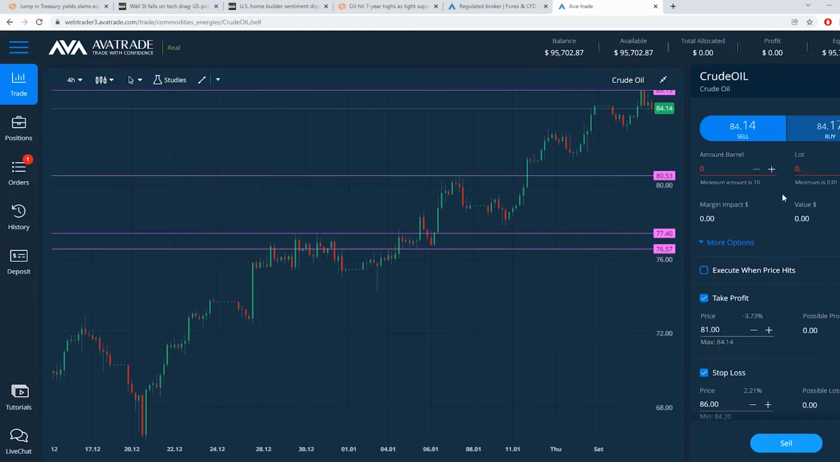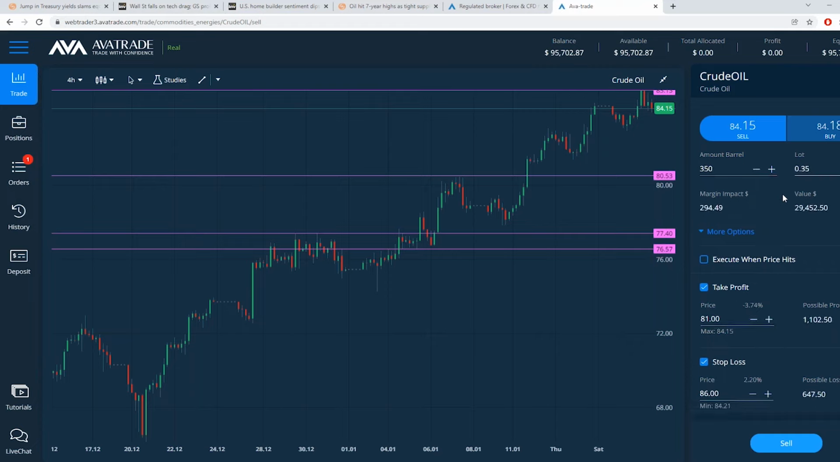So 0.35. Still a little bit large, right? Risking 650. 0.3, 555. So now we're 0.25, a little bit under. 0.28, a little bit over. 0.27. And there I'm almost right on my target of $500 risk, give or take a couple dollars, to the stop loss price. So see how easy the risk management is.